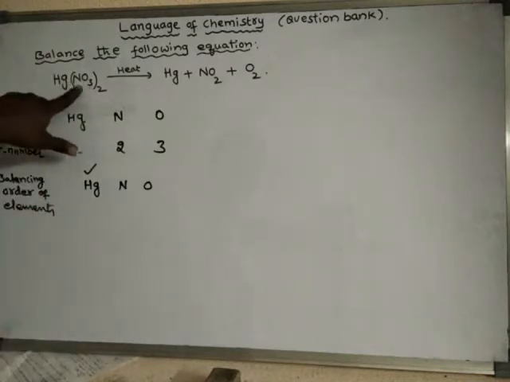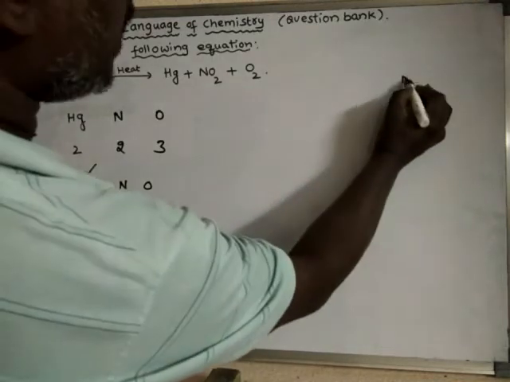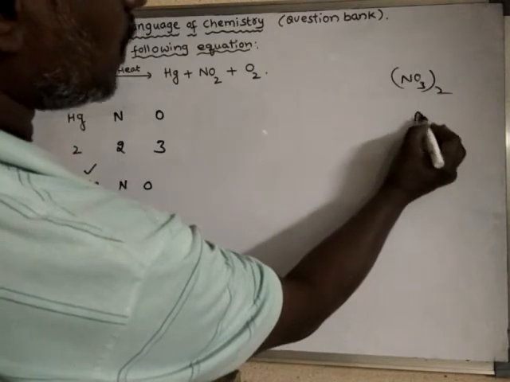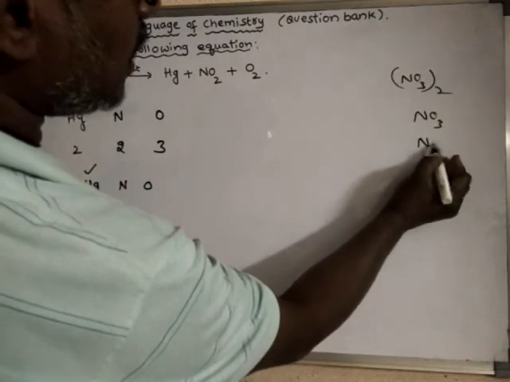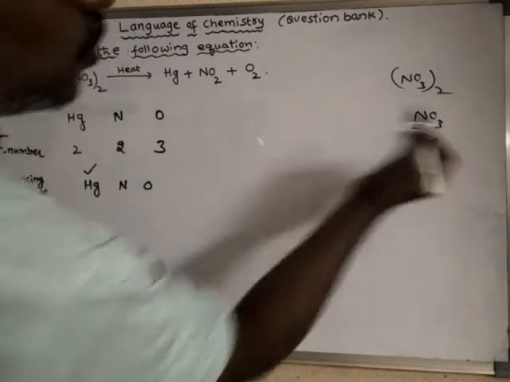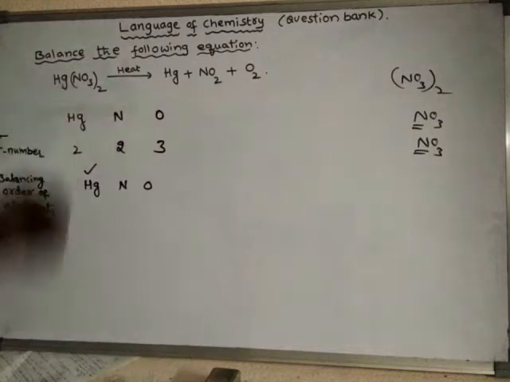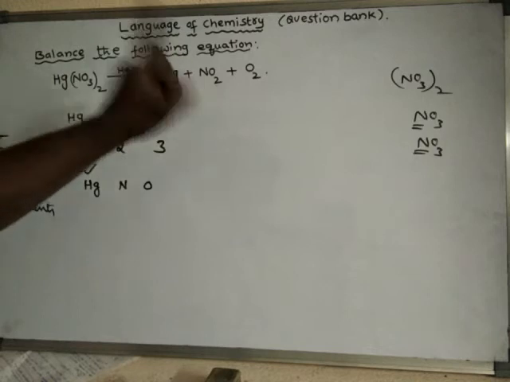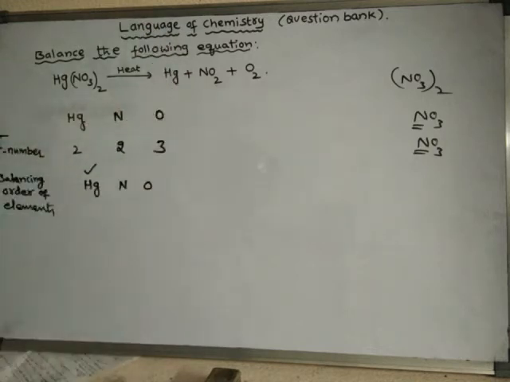So how many nitrogens are there? How many nitrates are there? There are two nitrates. NO3 is taken twice, that means one nitrate and another nitrate. So in this there are two nitrogen atoms. But here how many nitrogen atoms are there? Only one nitrogen atom. So now we have to balance the nitrogen atoms.